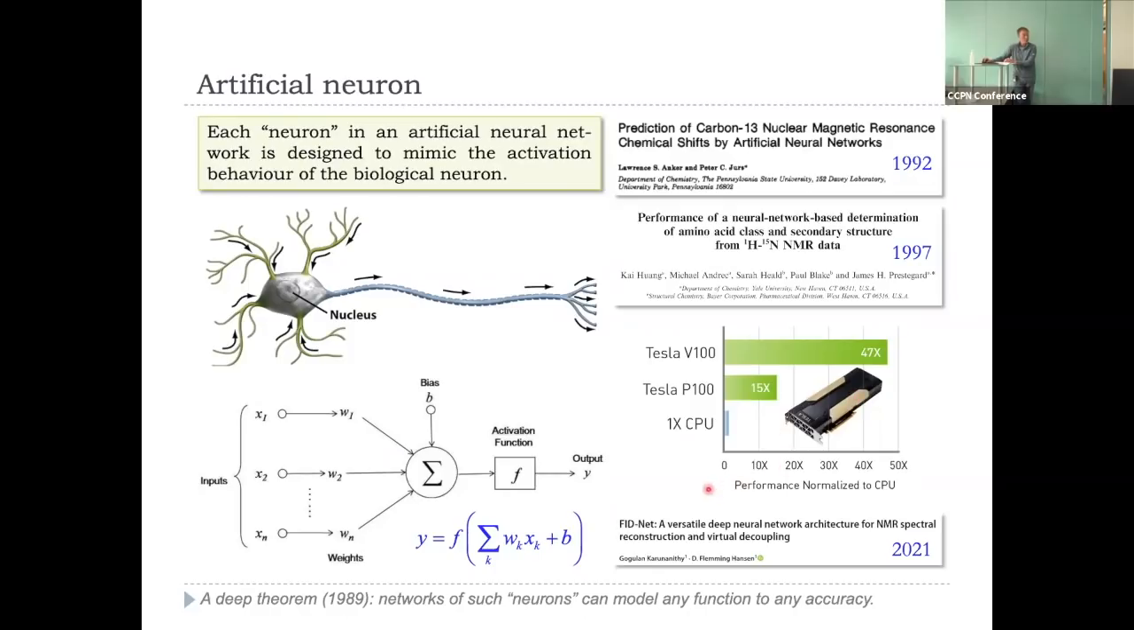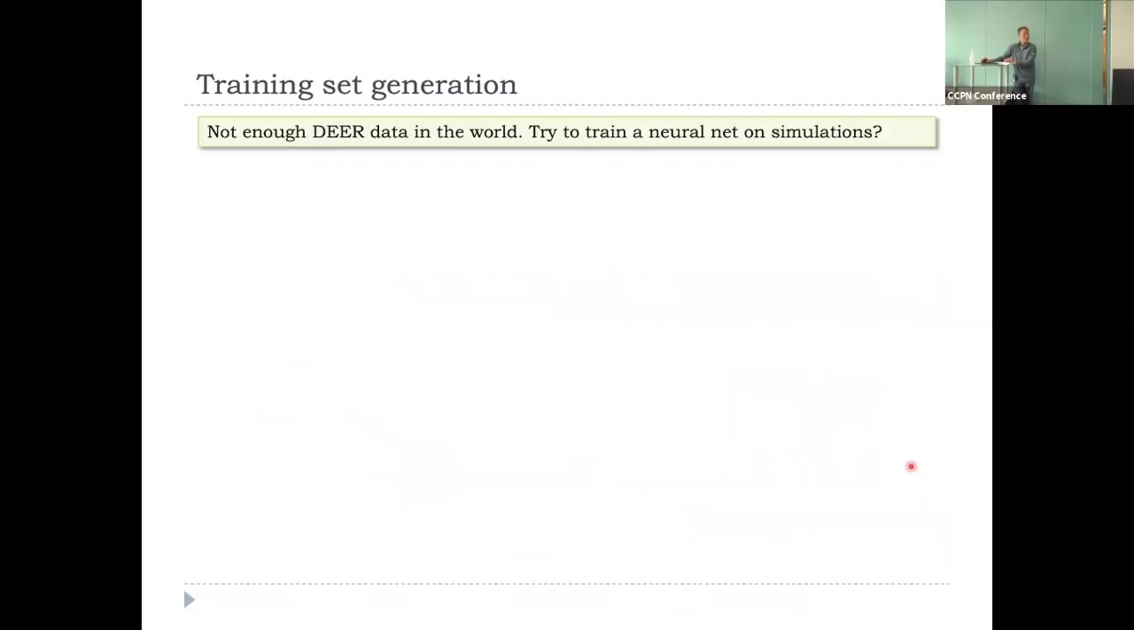Anyway, there will be a talk later today from Gogulan about one other successful application of these things. Now, the biggest problem with this is, of course, there's not enough DEER data in the world, and there will never be to train something like this. You need billions of data pairs to train a neural network.